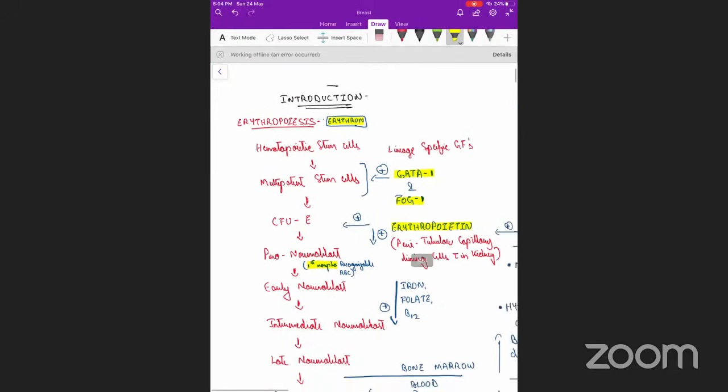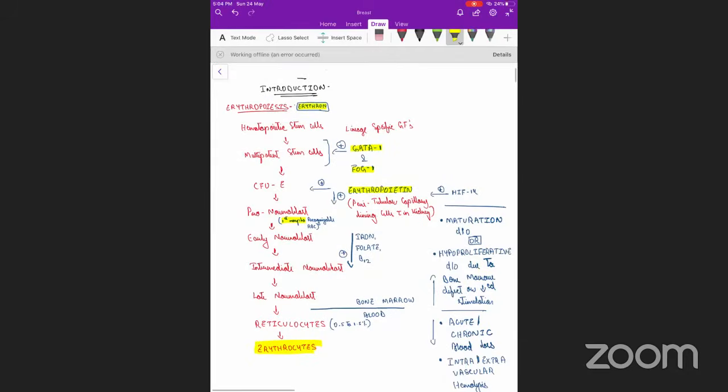Introduction to anemia. First we'll see how the red blood cell is formed. It is formed through the process, as we all know, called erythropoiesis, and the place where it takes place is the bone marrow. That one unit is referred to as erythron. Erythron is the unit where RBC formation takes place.